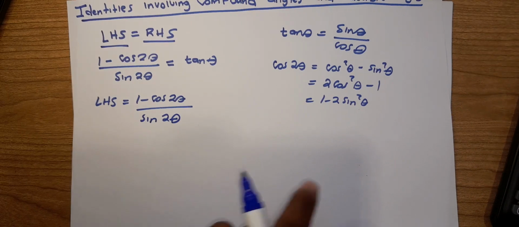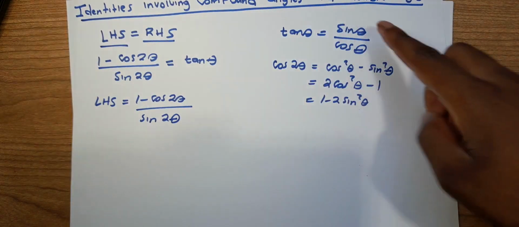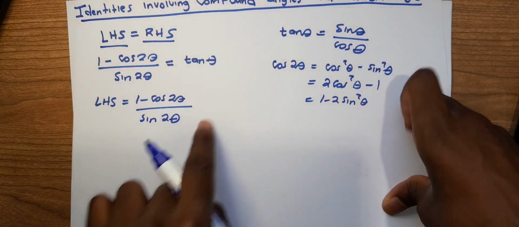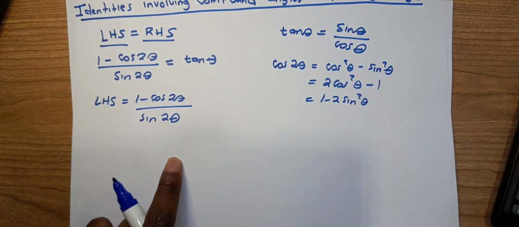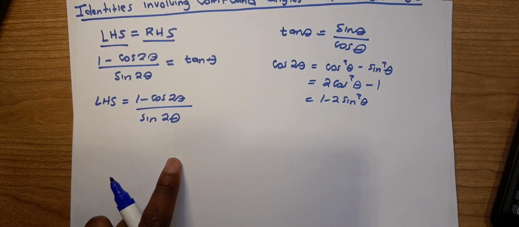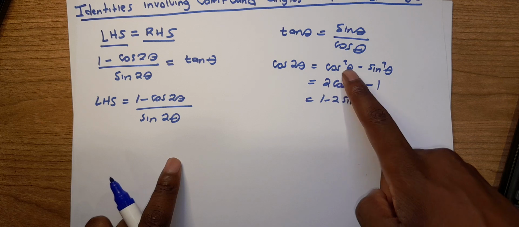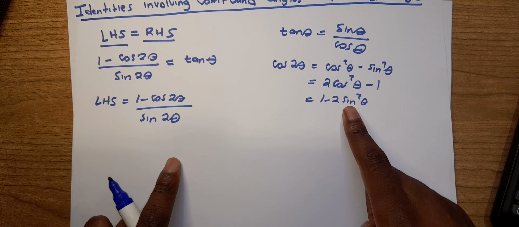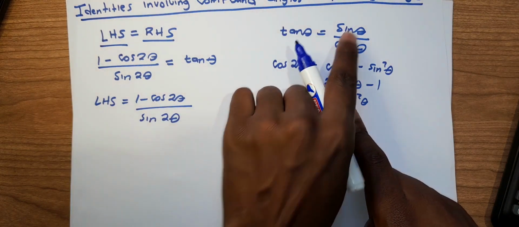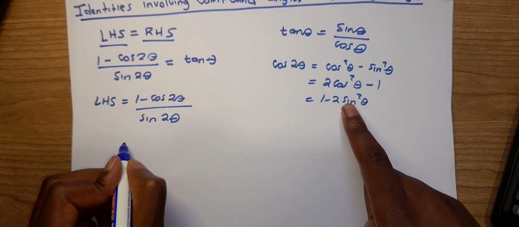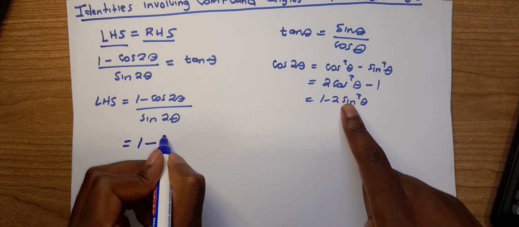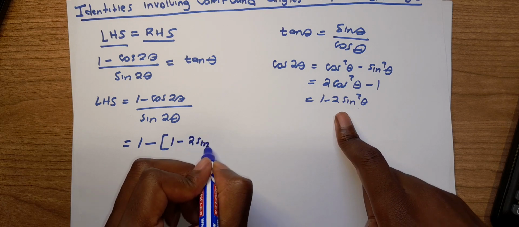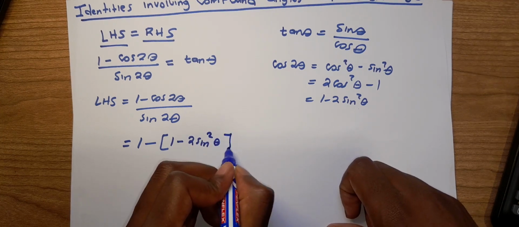Now you ask yourself, on tan of theta we have sine at the top. So that is at least what you're trying to do: bring sine to the top. The formula that only has sine is this one. Don't take the one with cos. What are you going to do with that cos? So take the one with sine, and change cos 2 theta into 1 minus 2 sine squared theta.